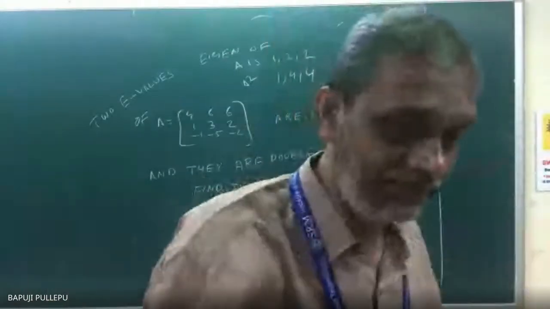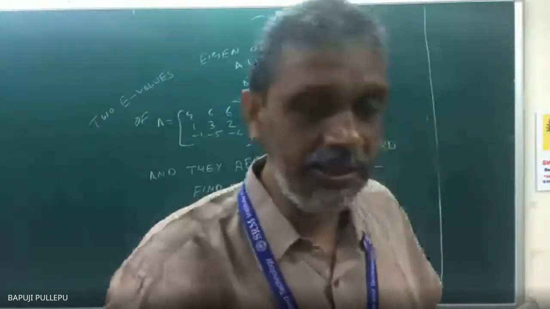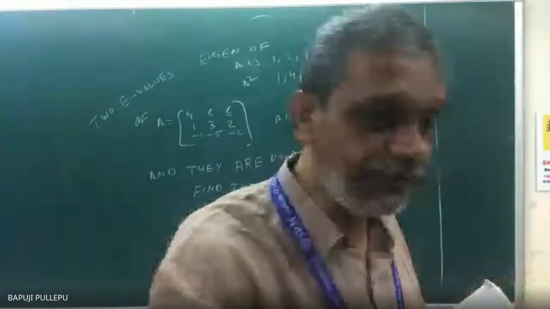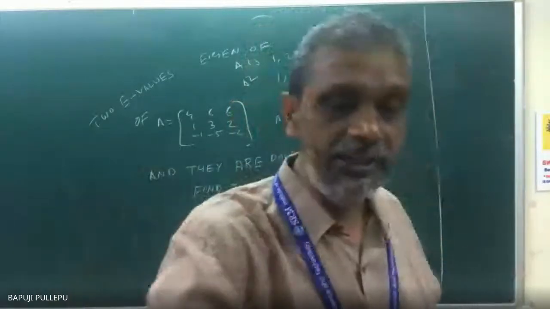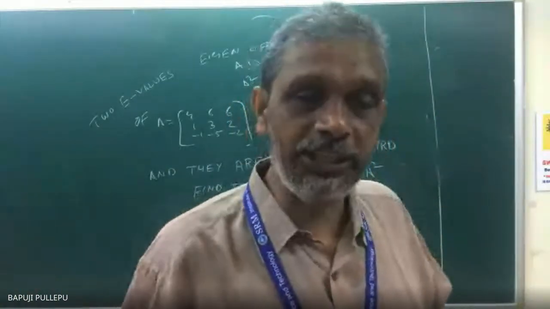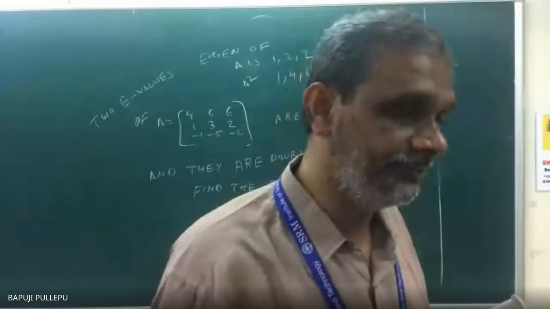But here these two are the double of the third one. If the third is 1, these two fellows are 2. If the third is 4, these two fellows are 8. If the third is 10, these two fellows are 20. Getting it or not? Yes, sir. So that is the way.